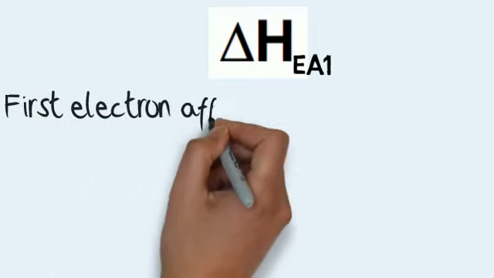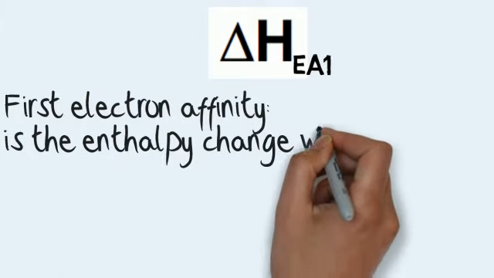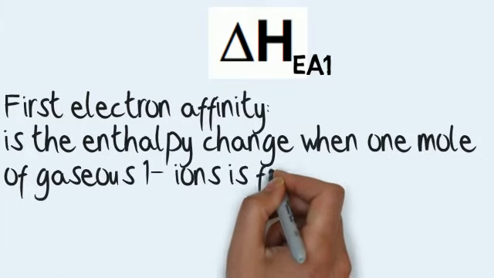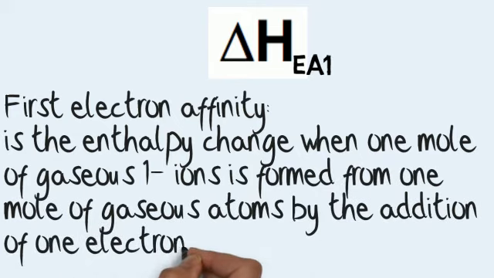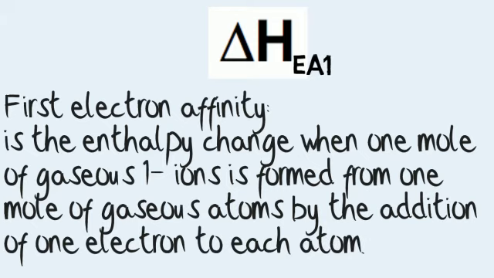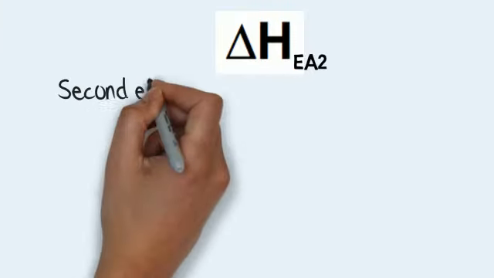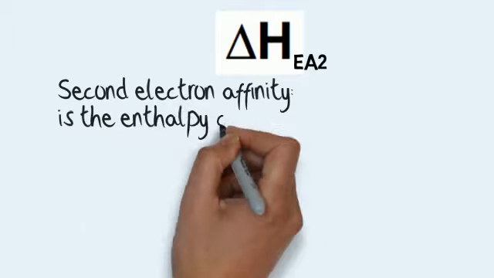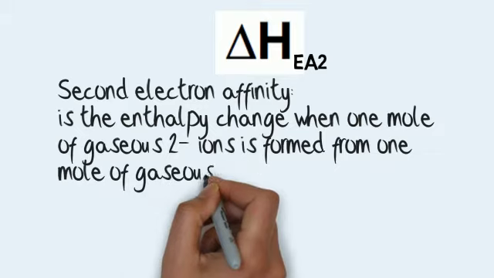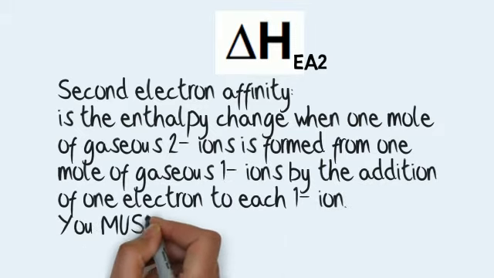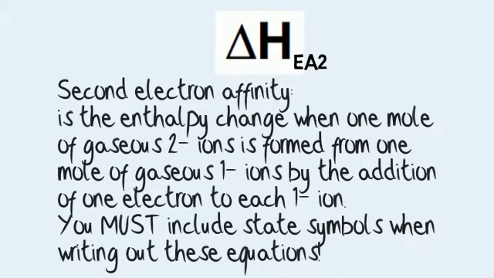The first electron affinity is the enthalpy change when 1 mole of gaseous 1- ions is formed from 1 mole of gaseous atoms by the addition of 1 electron to each atom. The second electron affinity is the enthalpy change when 1 mole of gaseous 2- ions is formed from 1 mole of gaseous 1- ions by the addition of 1 electron to each 1- ion. You must include state symbols when writing out these equations.